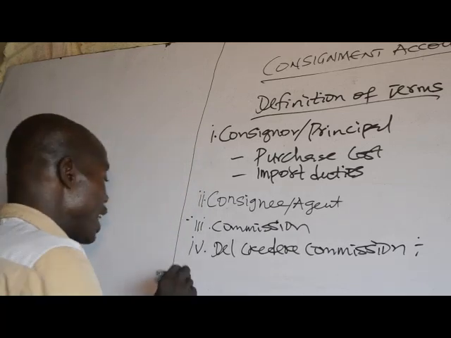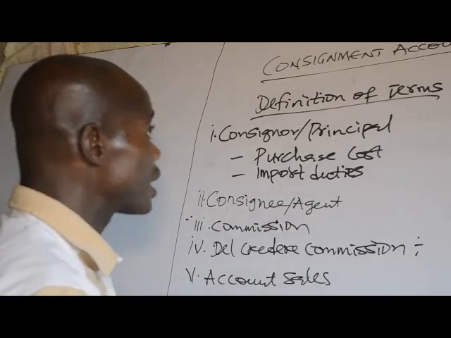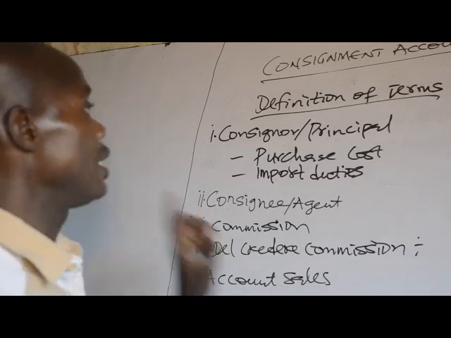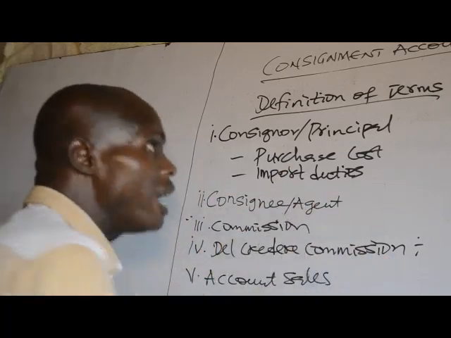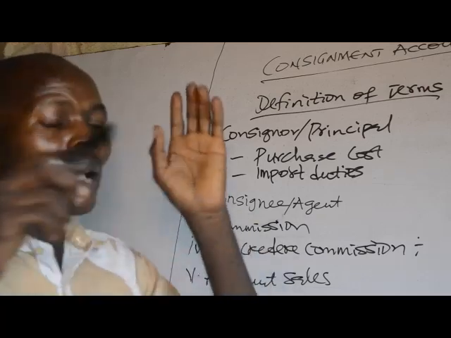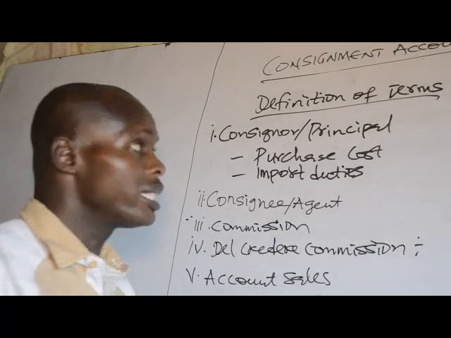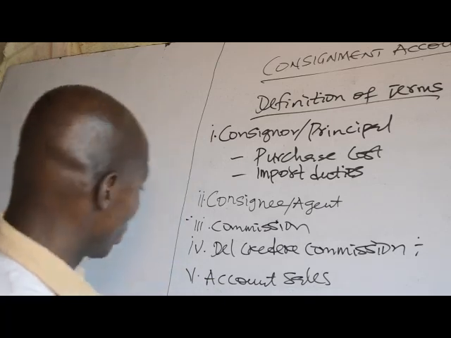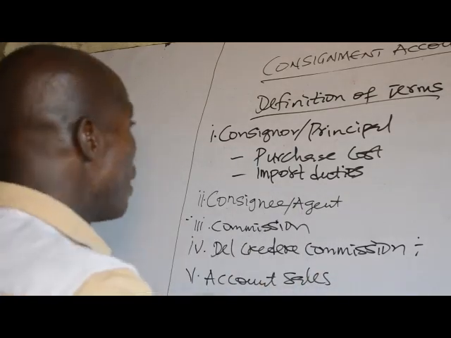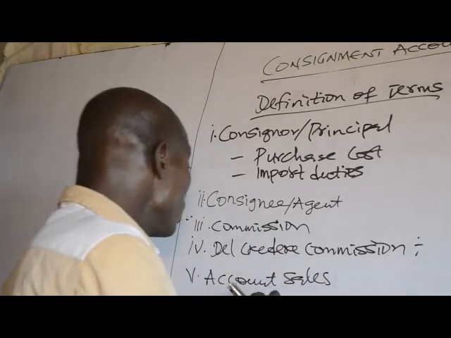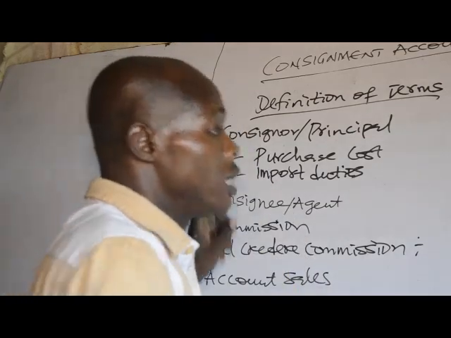Now, number five is the account sales. Remember, as explained earlier, the consignee is an agent of the principal. Being an agent, he is expected to send returns on a regular basis to the principal. The returns sent by the agent to the principal are sent on a document known as the account sales.